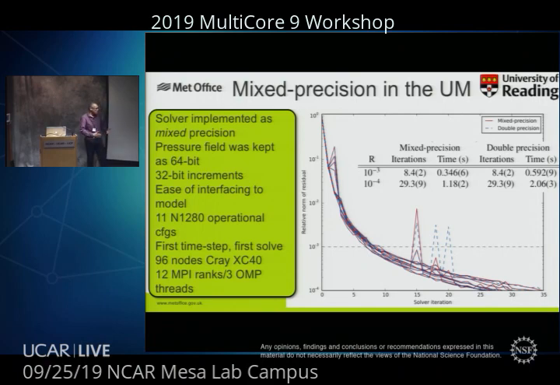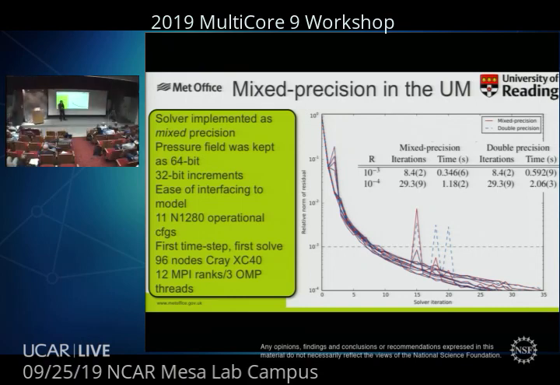It's the first time step, the first solve, so that each of those start at exactly the same point, running on 96 nodes of a Cray XC40 at the Met Office. And you can see the fall in the residual. The blue and the red are pretty close together the whole time. BiCGStab's not guaranteed to be monotonic convergent, so you can see you get these jumps sometimes. So the double precision compared to the mixed precision, the mixed is almost twice as fast.